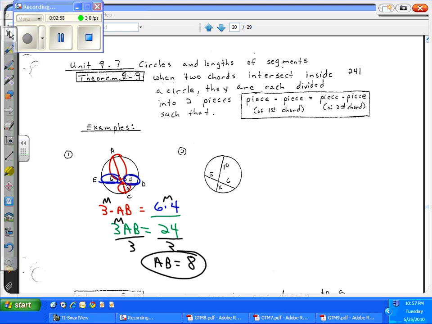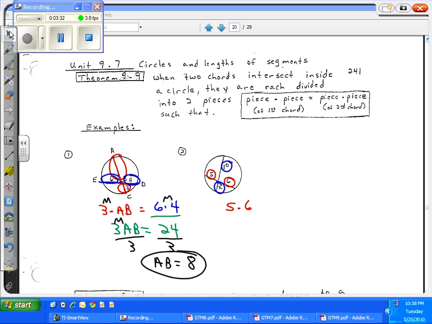If two chords intersect inside of a circle, they are divided such that piece times piece of the first is equal to piece times piece of the second. The fancy way to say that is the product of the segments of the first chord is equal to the product of the segments of the other. Okay? We have two chords intersecting inside of a circle again. That chord is divided into the pieces 5 and 6. This chord was divided into the pieces 10 and X.